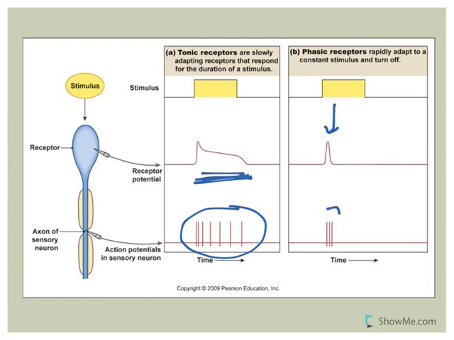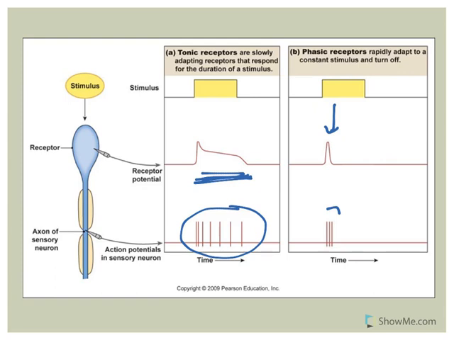So tonic receptors, you can also interchange them as slowly adapting receptors. They're always on. Phasic receptors adapt so quickly, they're either on or they're off.